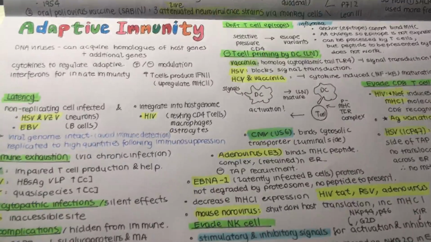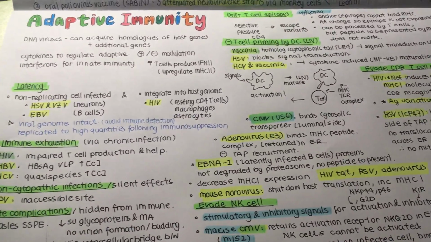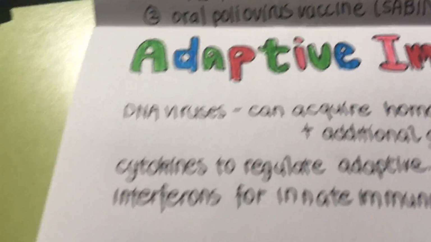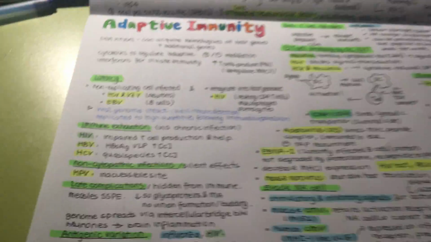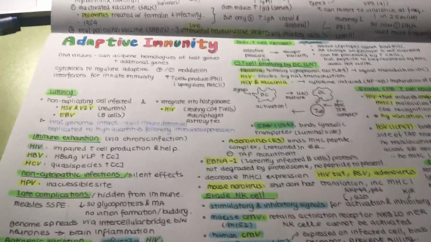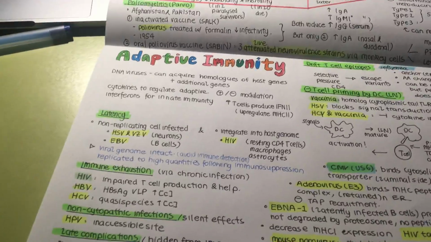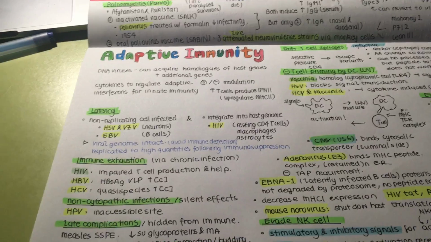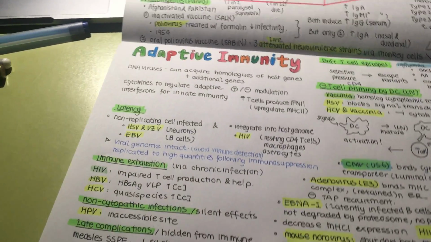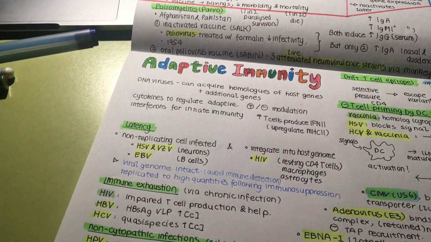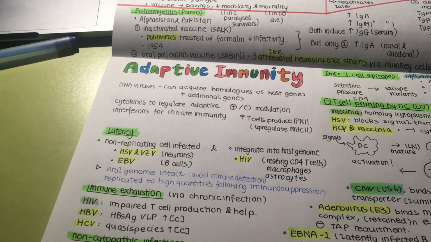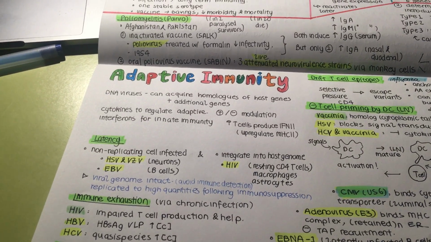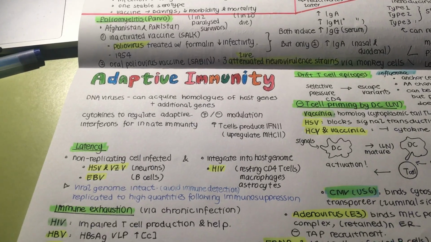So now we're going to talk about how viruses protect themselves against adaptive immunity. Adaptive immunity usually occurs later than innate immunity. It is a more specific and targeted response, rather than innate immunity, which basically targets everything, and it takes a longer amount of time to induce as well.